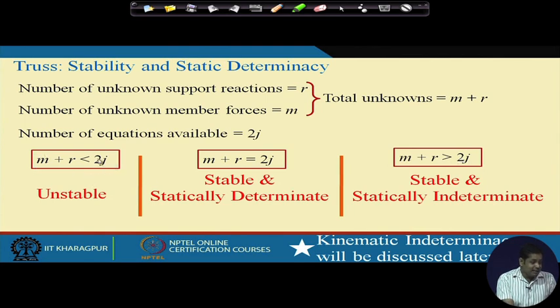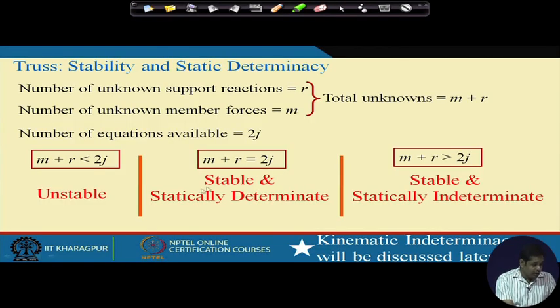The first case is unstable, because we do not have sufficient constraint to make the structure stable. In the second case, the structure is stable and also statically determinate. Now in the third case, where the number of unknowns is more than the number of equations, the structure is stable but statically indeterminate. You see, the indeterminacy that we are discussing here is static indeterminacy. There is another kind of indeterminacy called kinematic indeterminacy that will be discussed later.